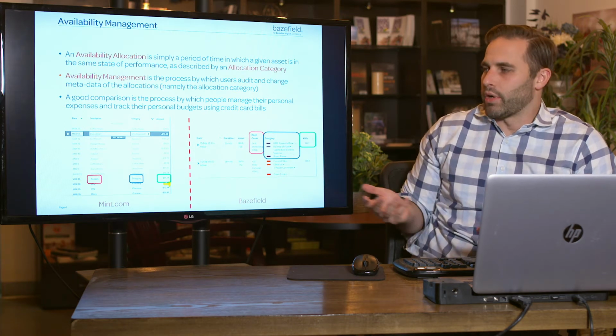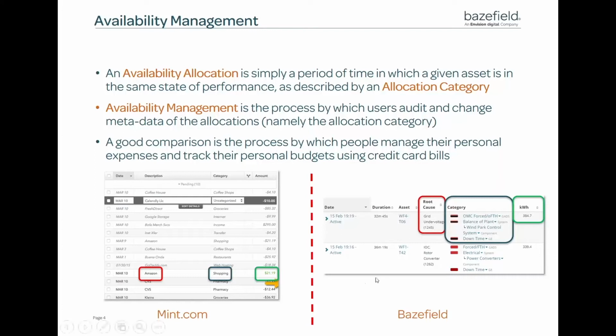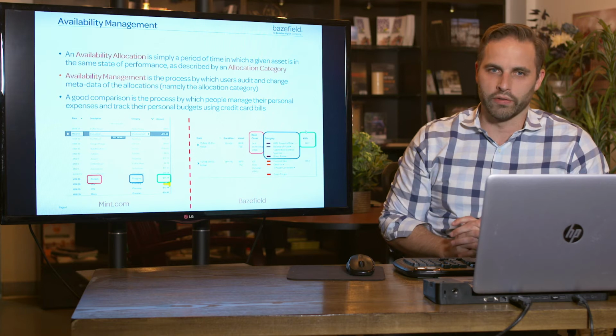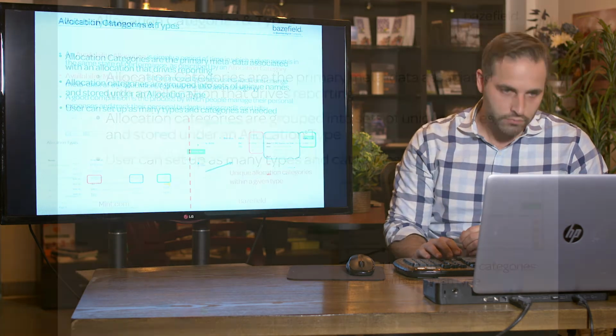It's the same concept in Bazefield. You want to know how much money, how many megawatt hours you're losing because of things that are reoccurring, because of events, because of faults. So the transaction or the source would be akin to the alarm in our case that caused the event. The categories would be akin to the personal finance categories. And the transaction amount would be akin to our lost kilowatt hours. So it's the same exact concept. You're just doing it for your power plant.